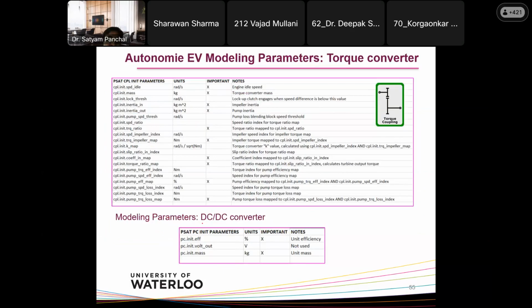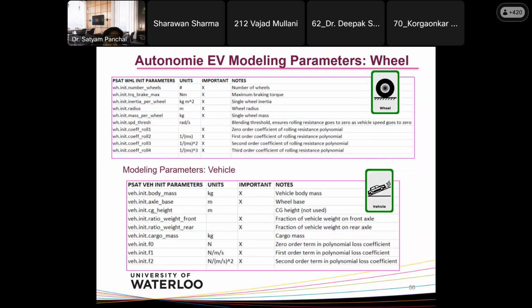Then we also need the torque converter parameters, like the engine idle speed, the torque converter mass, impeller mass, pump mass, speed ratio for torque map, pump loss, slip ratio, coefficient for index mass, torque index, pump efficiency, and pump torque loss mapping. That is something related to the torque coupling. When it comes to the DC-DC converter, we need the efficiency, voltage output, as well as the unit mass.